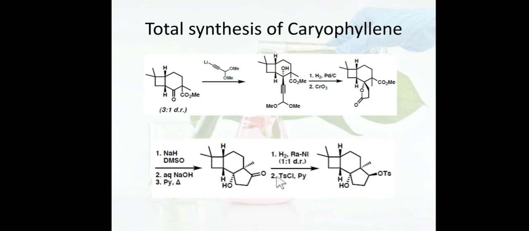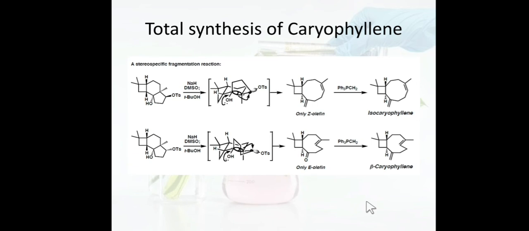So once we get this OH group, it is tosylated with tosyl chloride in the presence of pyridine. So we get OTs over here. Okay. So once we get OTs over here, the final step is the ring opening step. So you can see here. The ring opening step and its stereospecificity is discussed in the paper.